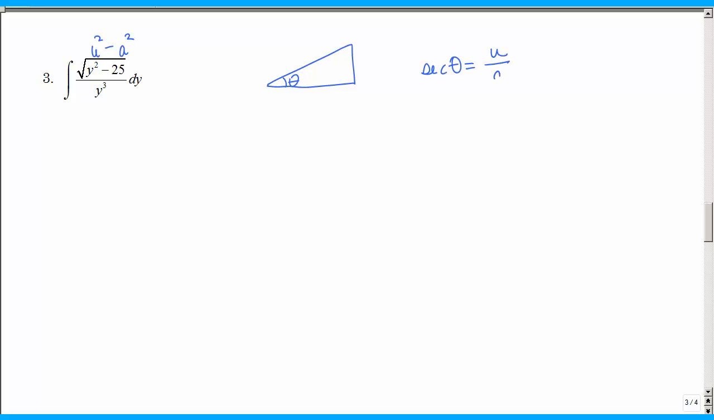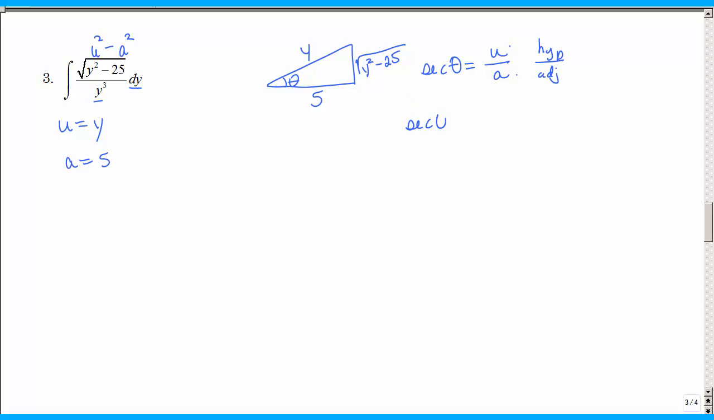theta. I always have my variable on top of my constant, and I know secant is hypotenuse over adjacent. So let's see, u is going to be y and a is going to be 5. All right, so u over a, hypotenuse over adjacent, and again using my Pythagorean theorem, this is going to be y squared minus 25. So let's look and see what all we have to find. We have to know what dy is, we have to know what y cubed is, and we have to know what that square root is.